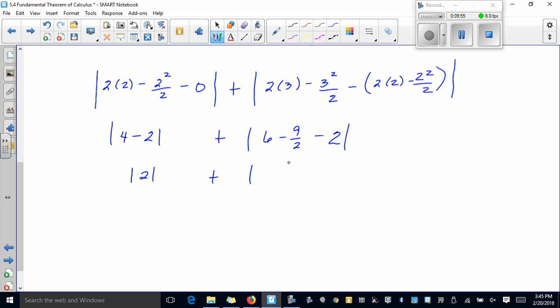So in the end, I have 2 plus 0.5, or 2.5. If you left it as fractions, you would have gotten 5 over 2. Pick your poison. I tell you to leave it as a fraction, especially if, like the last one we had, 8 over 3, you don't want to change that to a decimal value. But 5 halves, it's 2.5. It doesn't matter. It's an exact value either way.